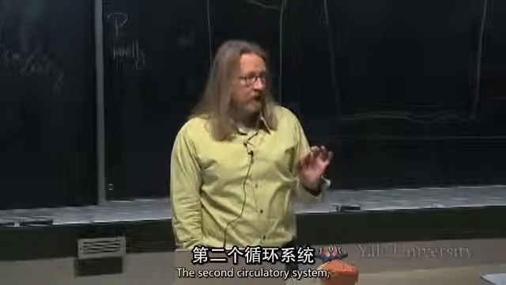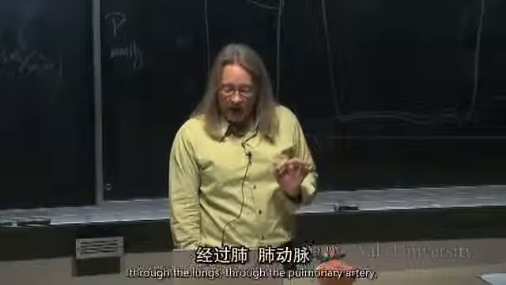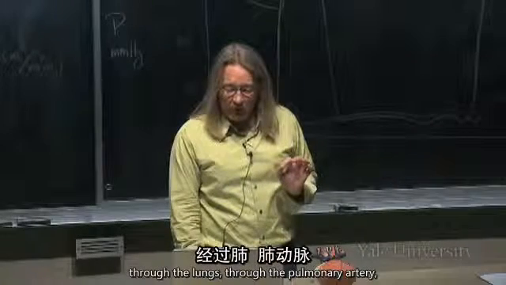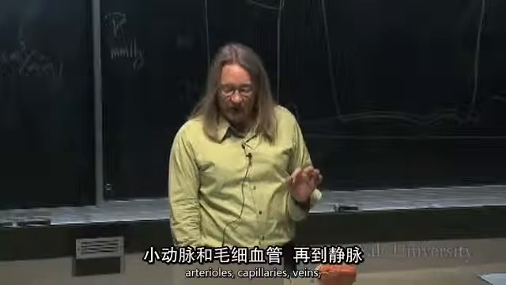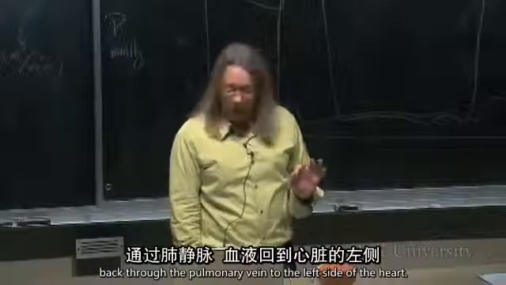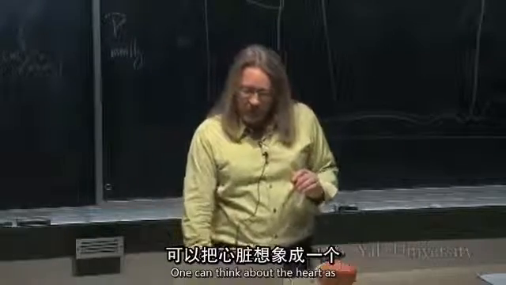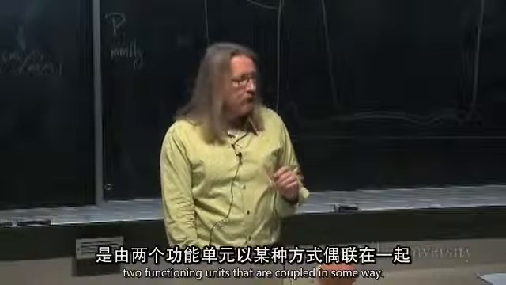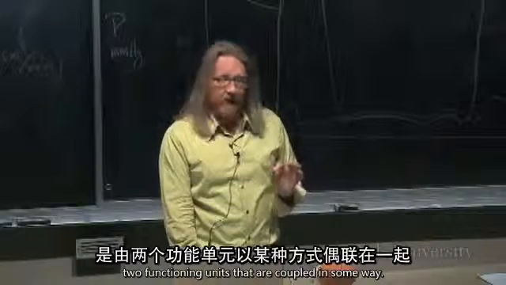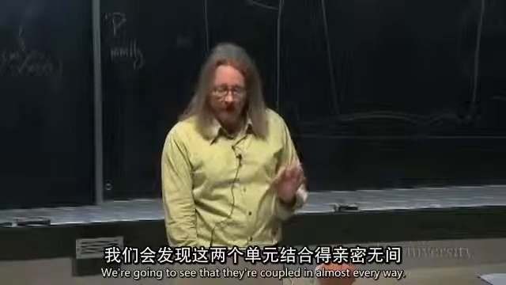And the second circulatory system, the pulmonary circulatory system, which sends deoxygenated or oxygen-poor blood through the lungs, through the pulmonary artery, arterioles, capillaries, veins, back through the pulmonary vein to the left side of the heart. And so one can think about the heart as two functioning units that are coupled in some way. And we're going to see that they're coupled in almost every way.